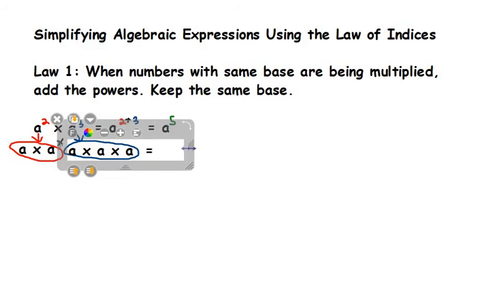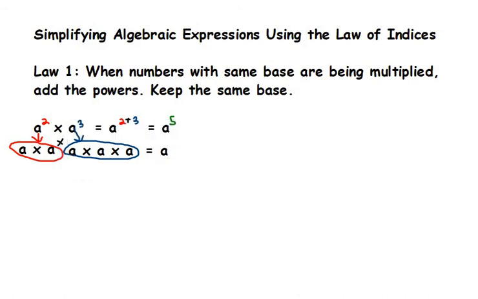So we're going to write our final answer from expanded form to index form now. So a is being multiplied by itself 5 times here. So it would be a times a times a times a times a. And that in index form would be a to the 5th power. So we know that this law actually works.